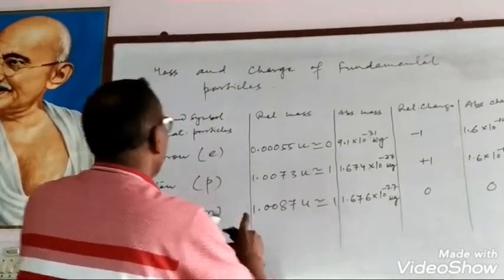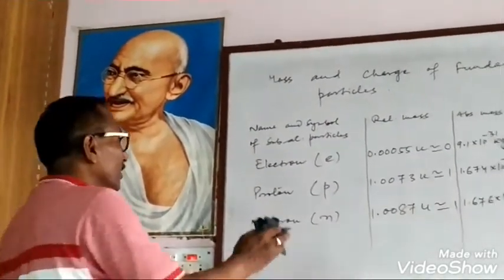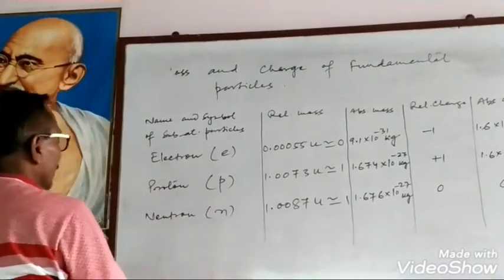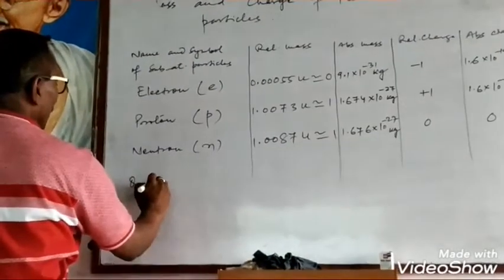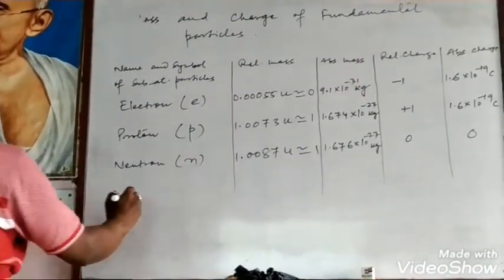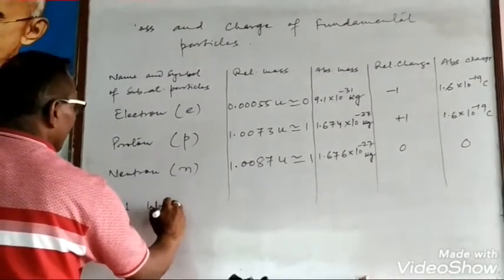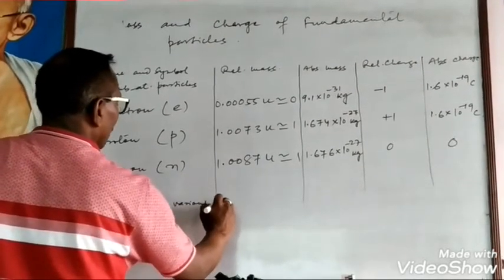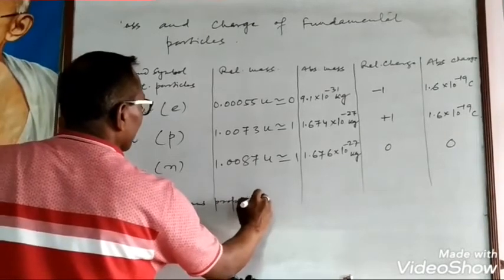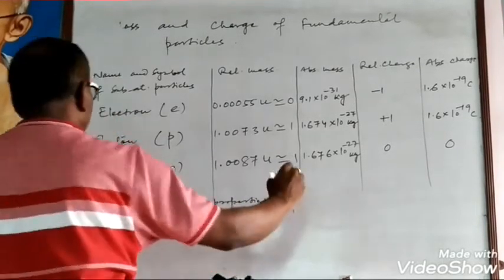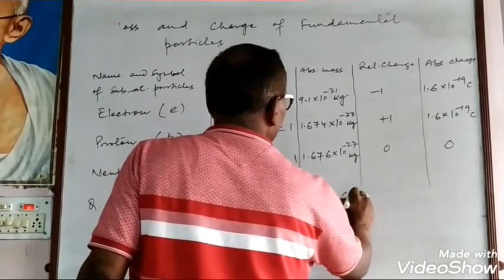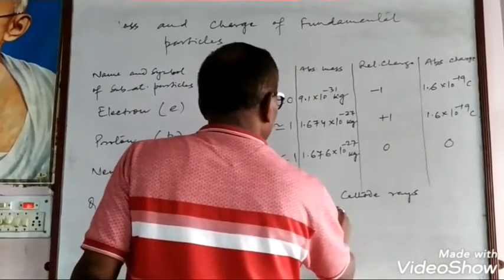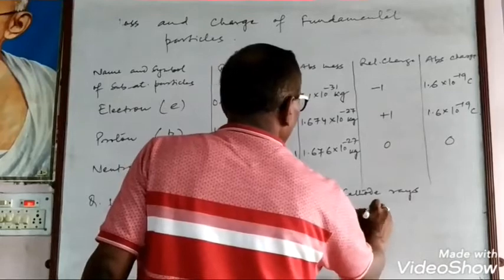And thereafter we have some questions based on this topic. Question number 1, you must write: write various properties of A, cathode rays, B, anode rays.